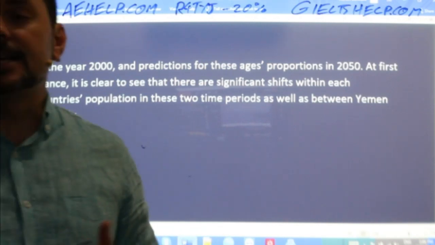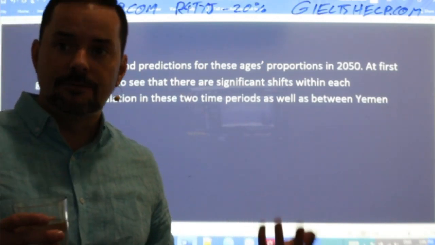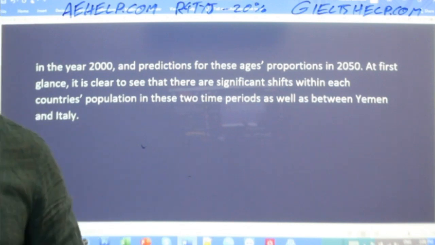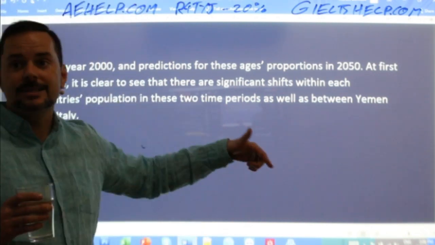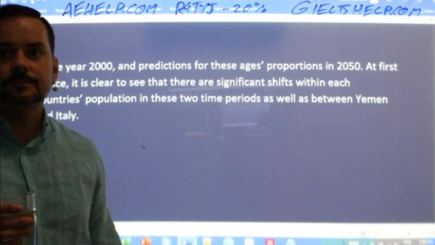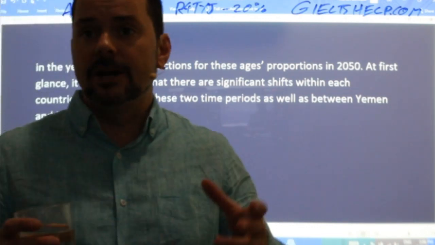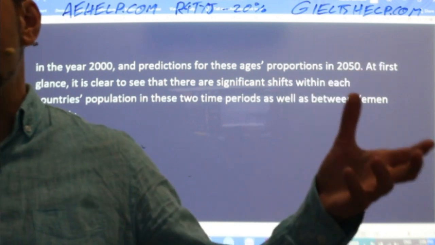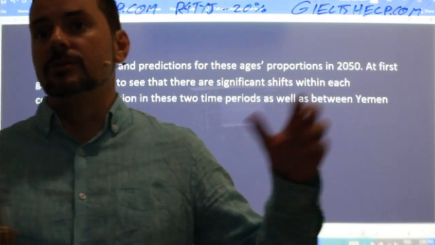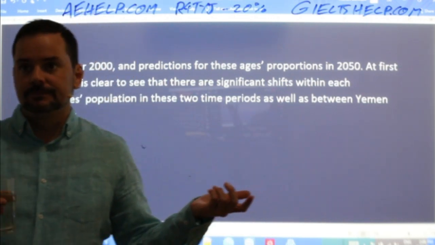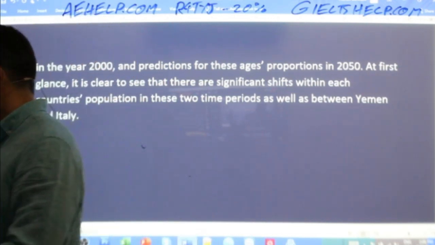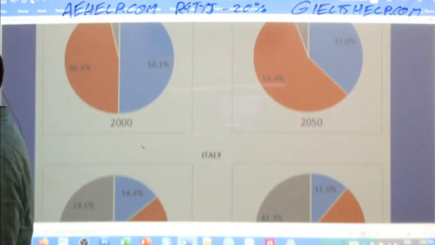Yeah, so Angelina says the shifts within countries first. And then I'm sure Angelina knows that it will be between countries second, right? So first I'll be comparing 2000 to 2050 Yemen, then I'll compare 2000 2050 Italy, and then I'll compare Yemen and Italy, right? Makes sense. So that's what we're going to do, and that's my points for comparison.